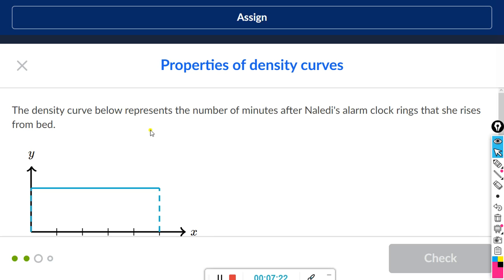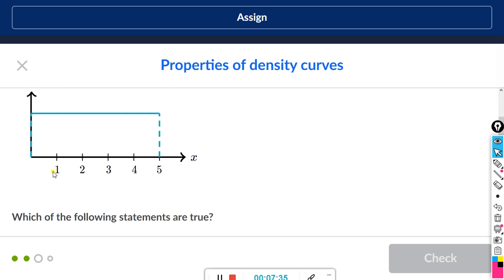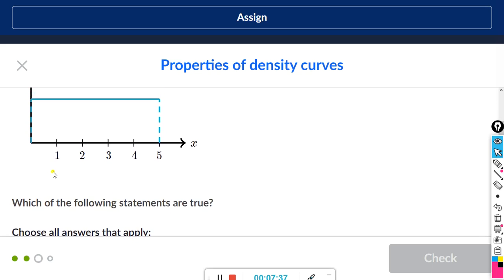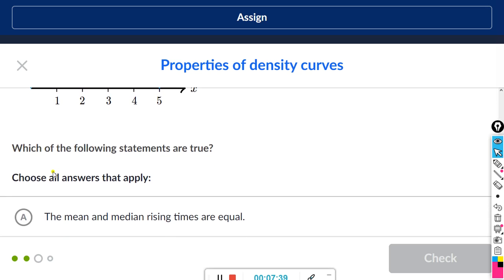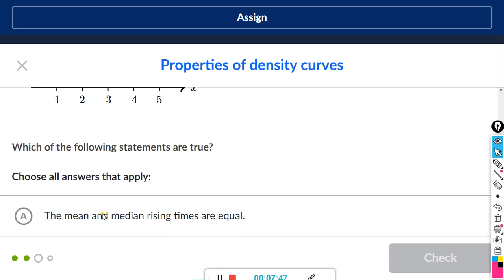All right, the density curve below represents the number of minutes after the lady's alarm clock rings that she rises from bed. Okay, so here we have a rectangle, but it's still going to have an area of 1. Which of the following statements are true? The mean and median rising times are equal. All right, I'm pretty confident that A is true.